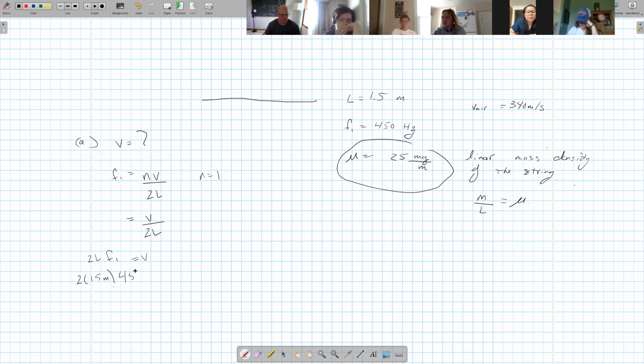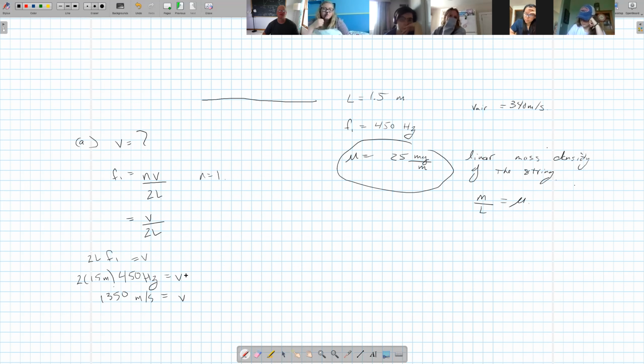So good. So times 450 hertz. So that's going to be equal to, so that's what, 4,000, 12,000. Oh, wait. Good. So this should be 1350. So that is 1,350 meters per second, which is then equal to the velocity.